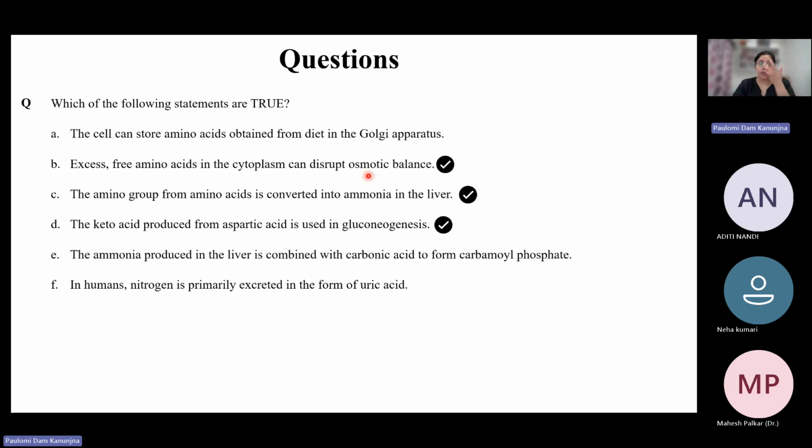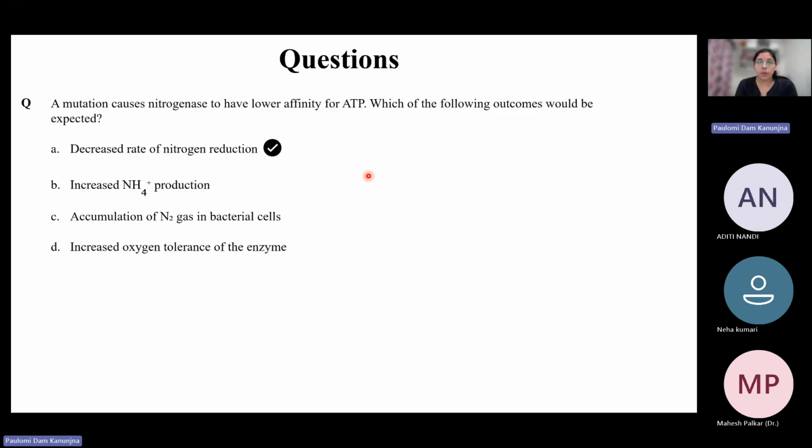No? Okay. Right. Coming to the next one, it says a mutation causes nitrogenase to have lower affinity for ATP. So if your nitrogenase has lower affinity for ATP, which one of these will be an outcome of this mutation?